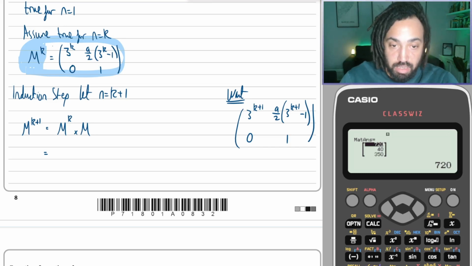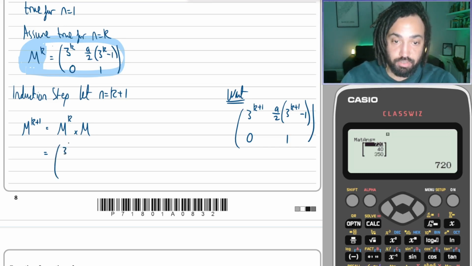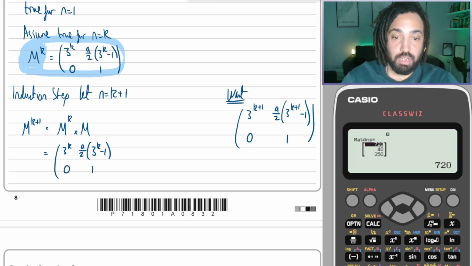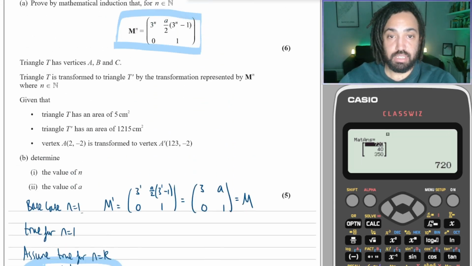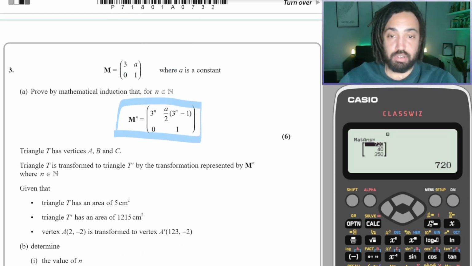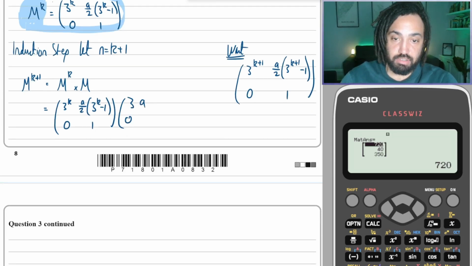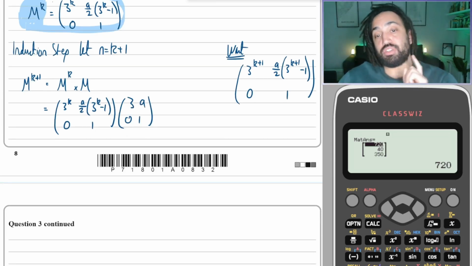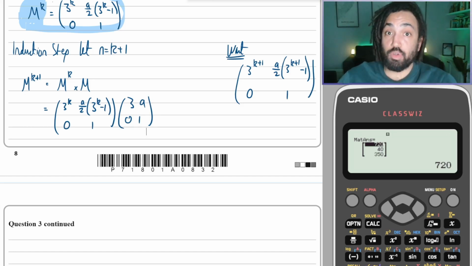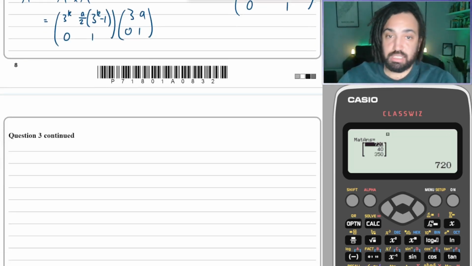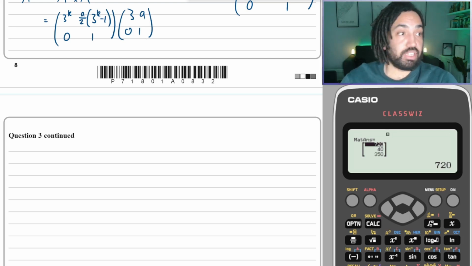Okay, so M to the k is [3^k, a/2(3^k - 1); 0, 1]. We've assumed that, that's fine. And we're multiplying that by M. Let's just remind ourselves what a single M is. It's [3, a; 0, 1]. Okay, so we're going to have to do this multiplication and hope that it comes out to what we want it to. And if it does, then we have proved it.